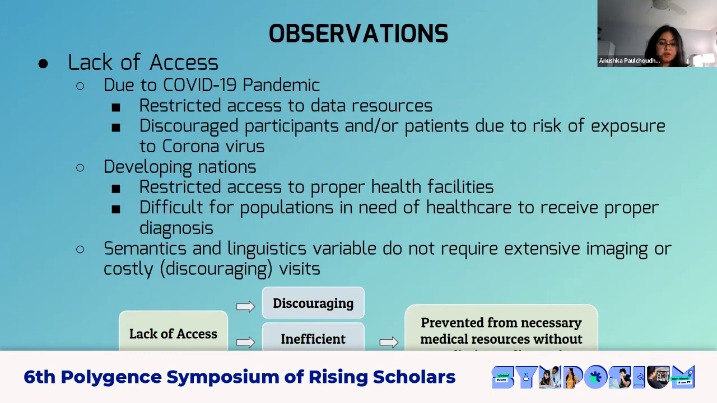Previously, from research on the distribution of fraudulent medicines, I had observed a lack of access that was prevalent in developing nations and how that problem had only grown due to COVID-19. Furthermore, COVID-19 had brought about restricted access to data resources, and it ultimately discouraged patients, due to the risk of exposure to coronavirus, from receiving treatment or even a diagnosis. The main feature that I used, semantics and linguistic variables, was so efficient because it did not require extensive imaging or costly or discouraging visits, which is especially helpful to get a diagnosis in a timely manner.